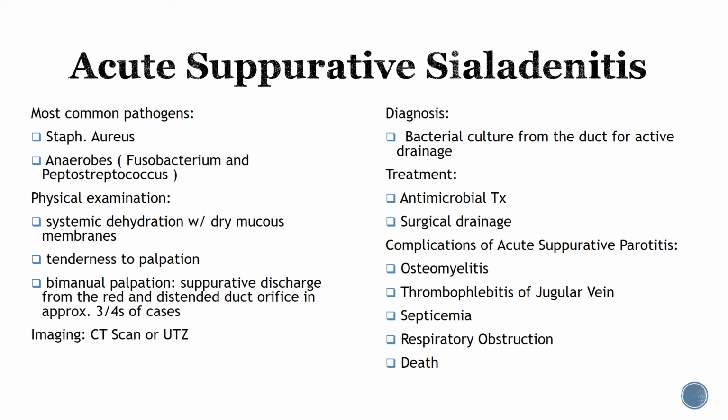Treatment is an antimicrobial therapy that is initiated empirically toward gram-positive and anaerobic bacteria. Culture results should be used to further direct antimicrobial treatment. Surgical drainage of the loculated abscess is necessary. Complications of acute suppurative parotitis are osteomyelitis, thrombophlebitis of the jugular vein, septicemia, respiratory obstruction, and death are potential sequelae of suppurative parotitis.